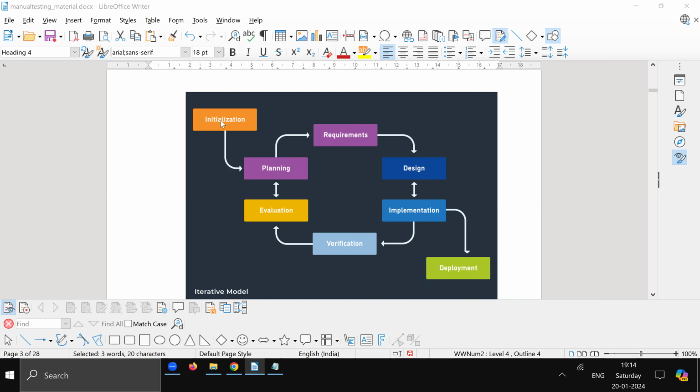First, initialize the process, and then do planning. Planning initially means estimating budgets, manpower, resources, etc. Then requirements are studied and analyzed. Design is carried out. Implementation means coding. Verification means testing. Evaluation means maintenance. After coding is done and testing is also carried out, then the software will be deployed.